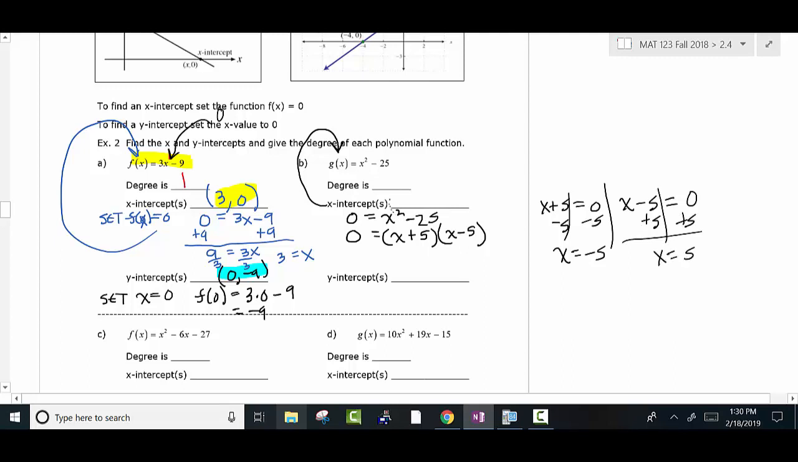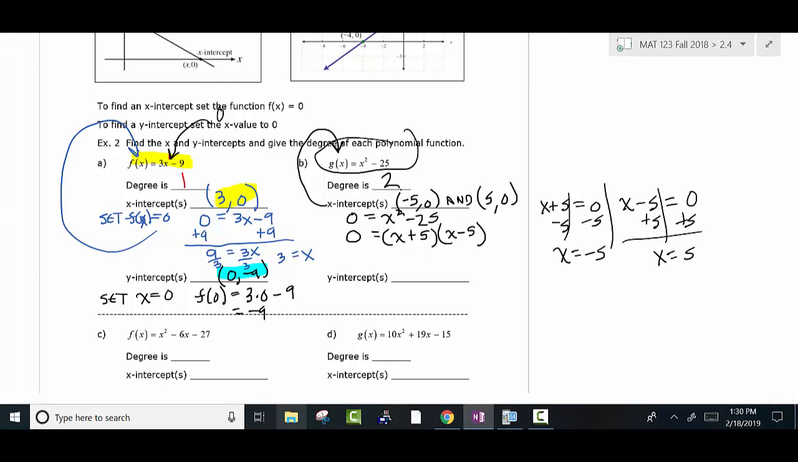Okay. So you would say your intercepts, the first intercept we just say negative 5, 0. The second one we say 5, 0 like that. So those are your two x-intercepts. Okay. What is the degree of this? 2. The highest power is 2. So therefore, what does the graph do? It does this. It's a parabola, right? Okay, so we know that's an even degree, so it does that.